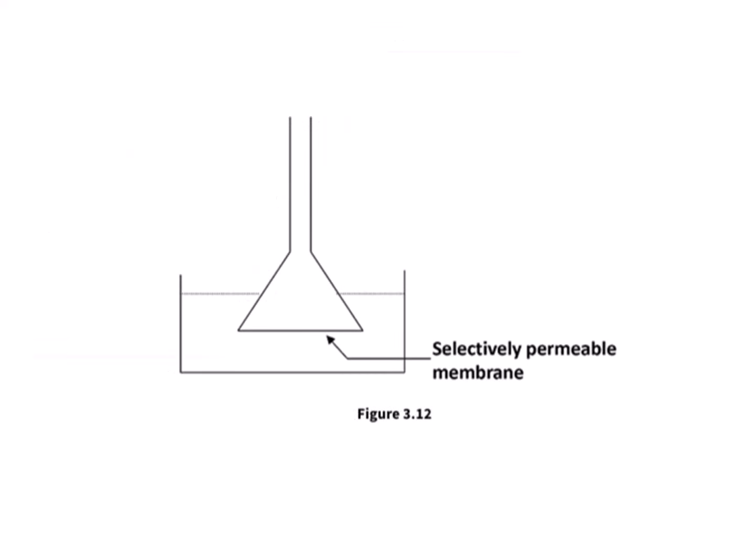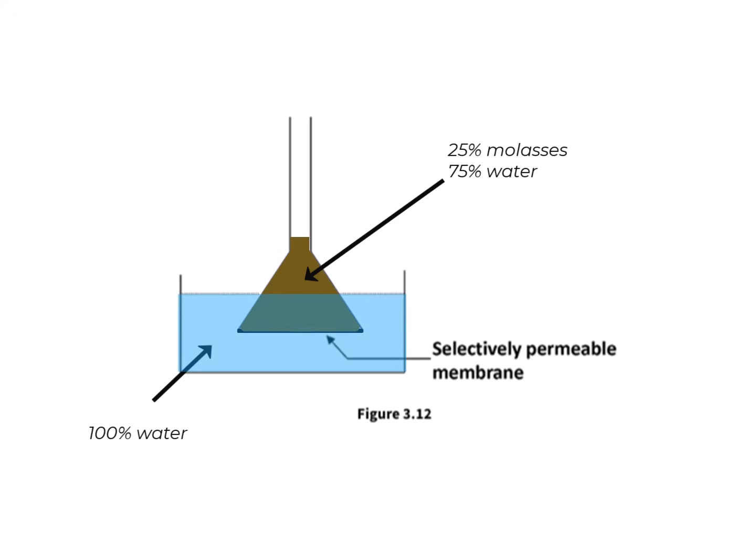If there was a funnel in water, and at the base of the funnel was a selectively permeable membrane, and inside our funnel was a solution of 25% molasses, molasses is like corn syrup or pancake syrup. That means this solution has 75% water. The funnel is put into a beaker or dish of 100% water. The membrane is permeable to water, but not molasses. As a result of osmosis, water will move from an area of high concentration toward an area of low concentration. In this case, there is more water outside of the funnel than inside, so the water will move in.